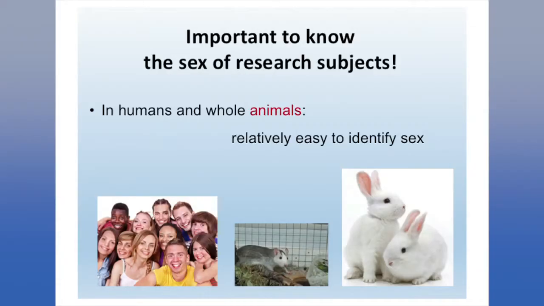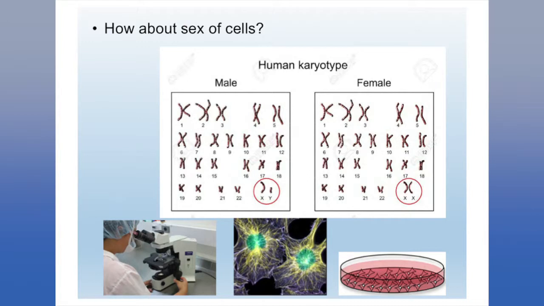Okay. So we all know now that it is important to know the sex of your research subjects. In humans and whole animals, it's relatively easy to identify the sex. Many studies don't report the sex, but it's just that they are not careful enough to report. Or many studies were done in male animals, we know that. So now we have to do more experiments with females to get enough data. But what about cells? Do we know the sex of the cells that we are doing the experiments with?